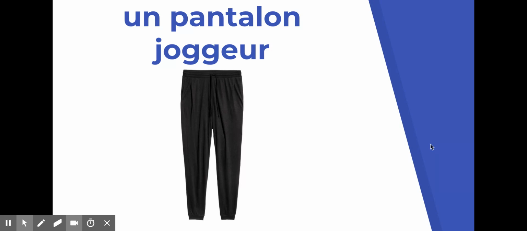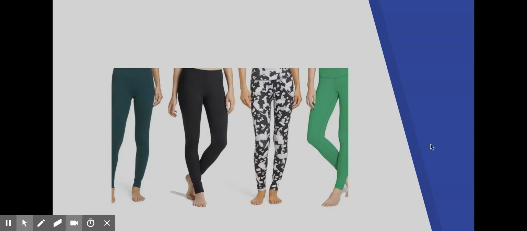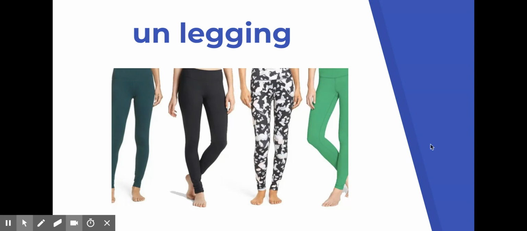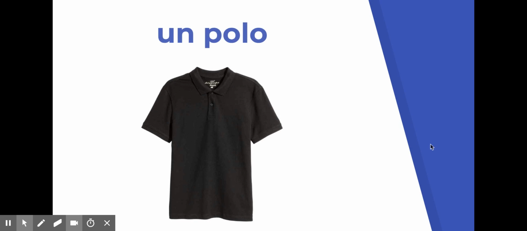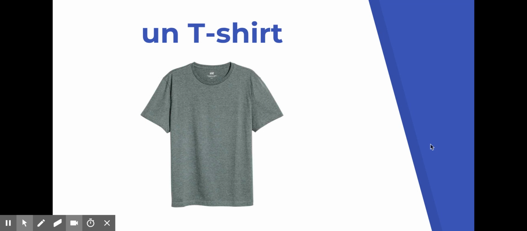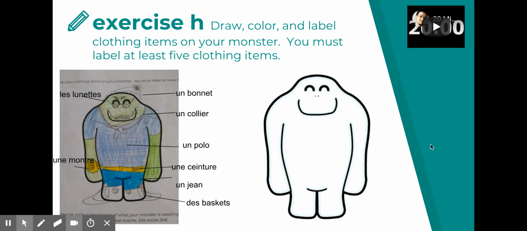Un jogger, un short, un legging, une blouse, un polo, un t-shirt. Excellent.